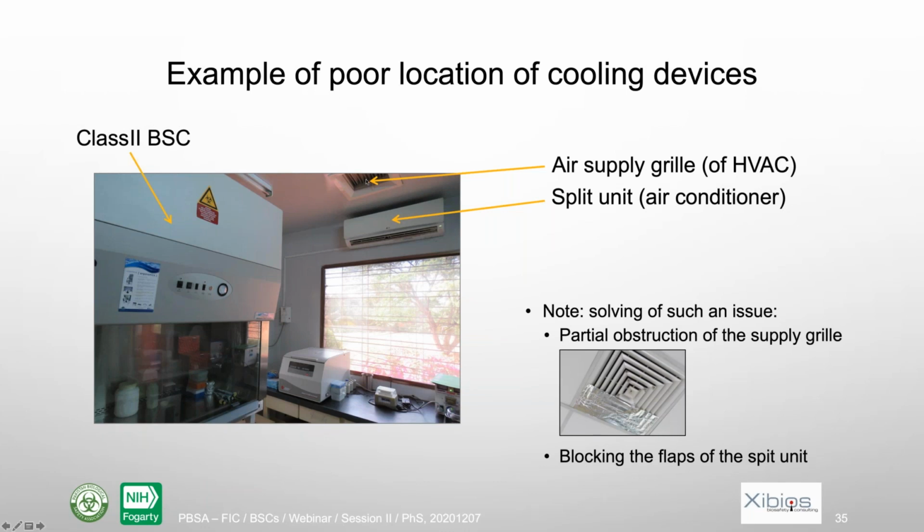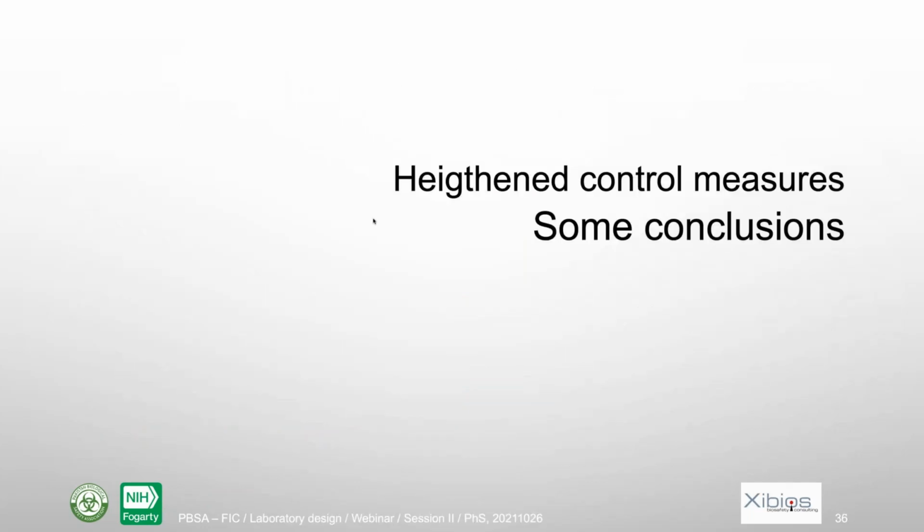But of course, this would have been much better if it was on the opposite wall. And when you want to design a lab, it's better to think about that from the start when designing the lab. Okay, we'll put the air diffuser on the opposite area, so in the low risk area, for instance.